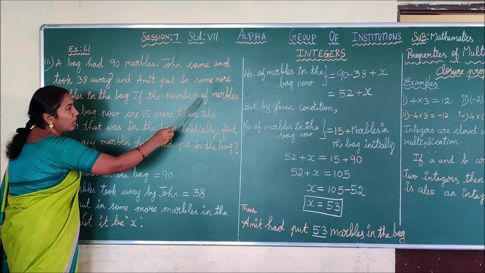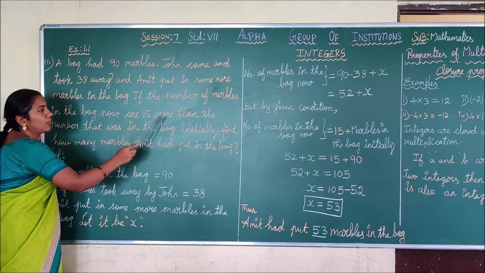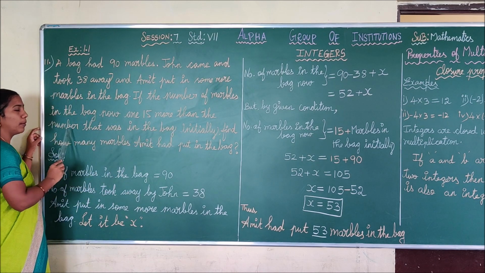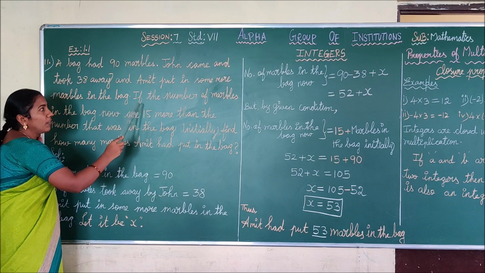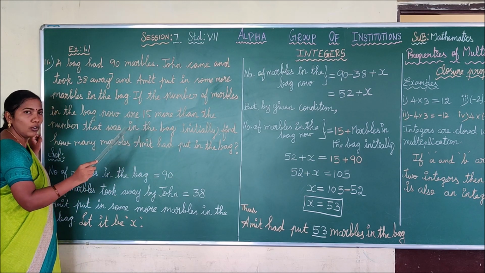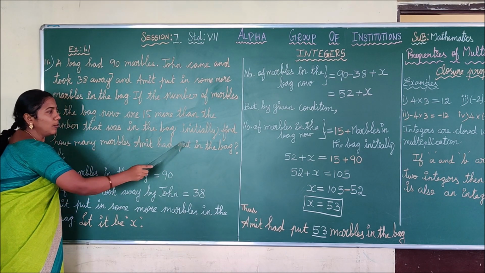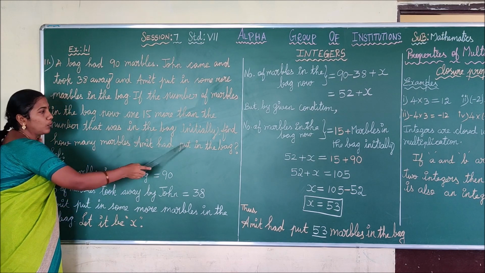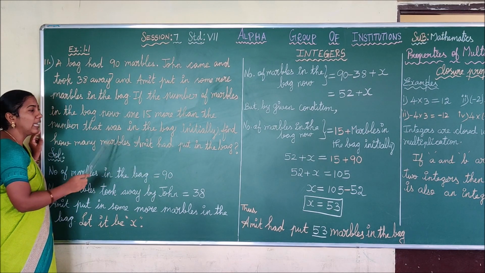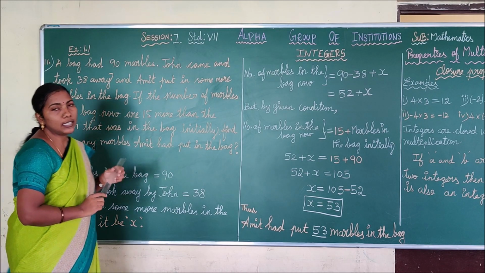If the number of marbles in the bag now is 15 more than the number that was in the bag initially. We discuss this point later. Find how many marbles Amit had put in the bag. That is, we have to find the number of marbles that Amit had put in the bag. Let us see this sum now.